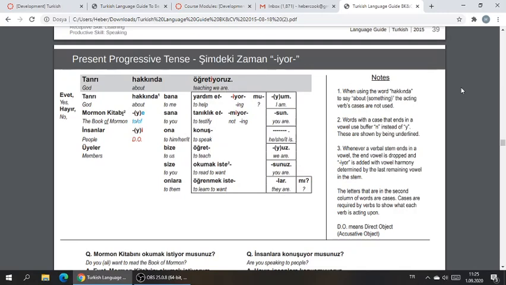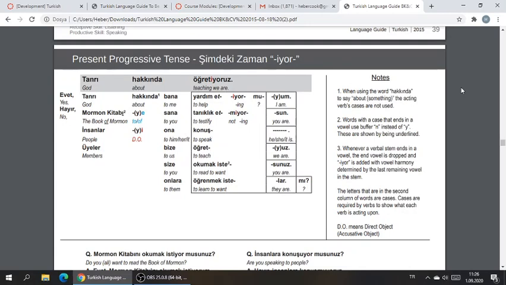Tanrı hakkında öğretiyoruz. We are teaching about God. So let's look at the form of this sentence. As you can see in all Turkish verbal sentences, it's completely backwards from English. So we are teaching about God becomes God about teaching we are, right?